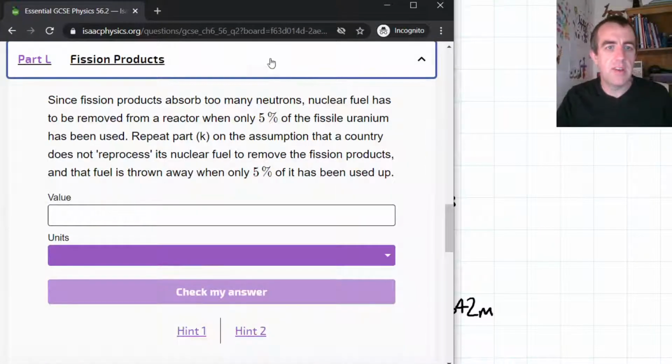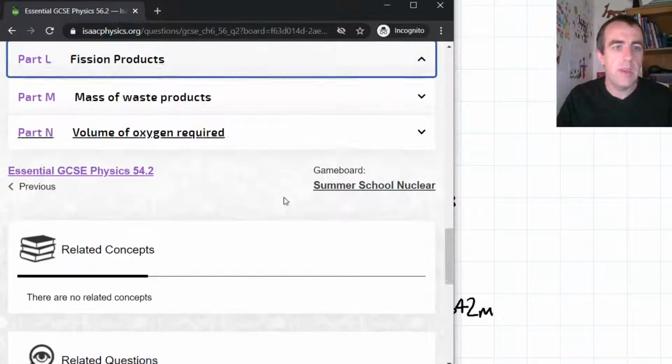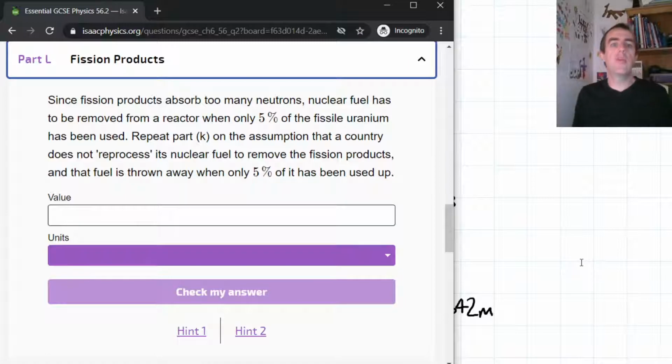Okay, fission products. Here we go. Since fission products absorbed too many neutrons, nuclear fuel has to be removed from the reactor when only 5% of the fissile uranium has been used. That rather limits its use. Repeat part K on the assumption that a country does not reprocess the nuclear fuel to remove the fission products, and the fuel is thrown away when only 5% has been used up.